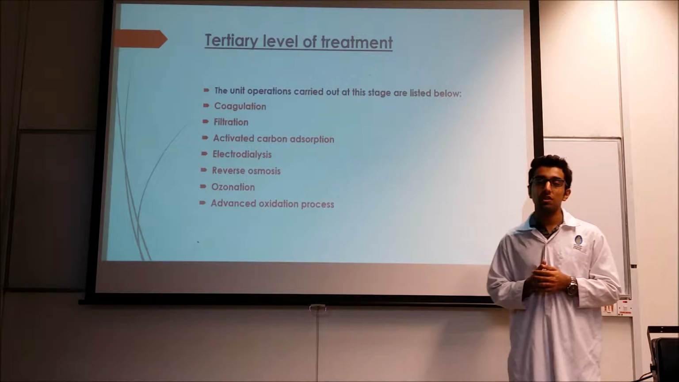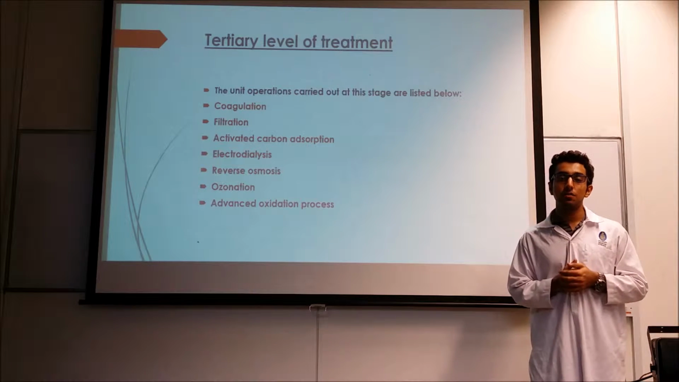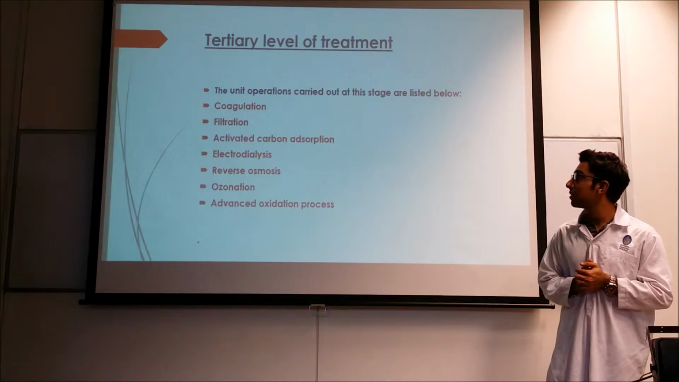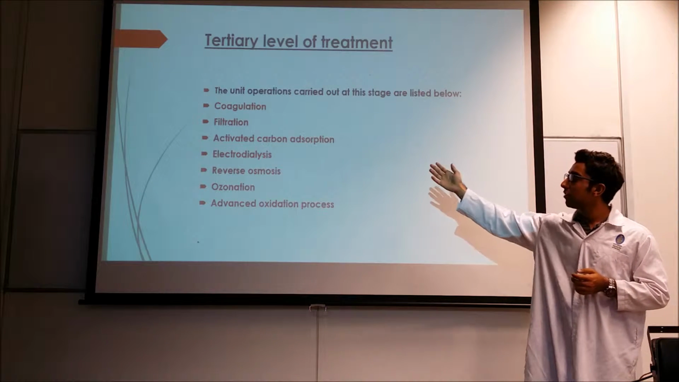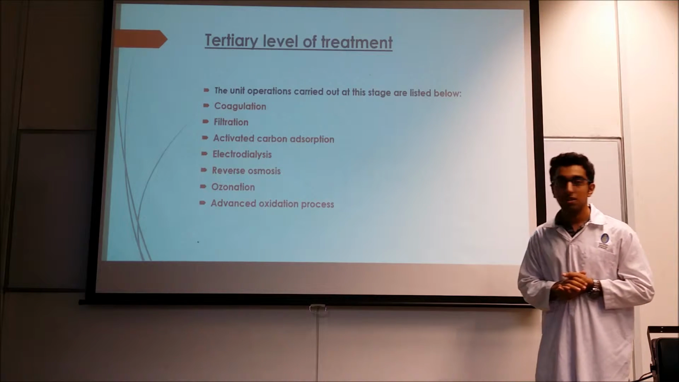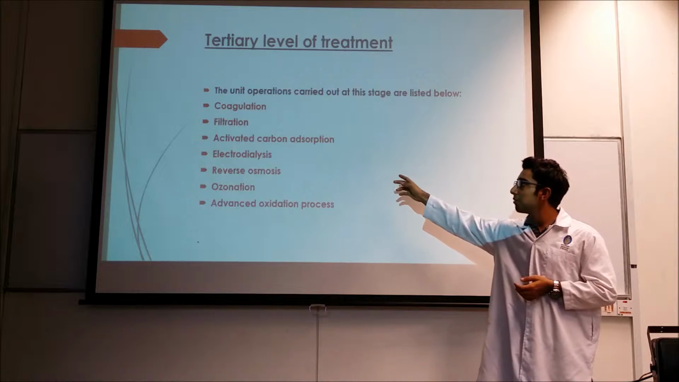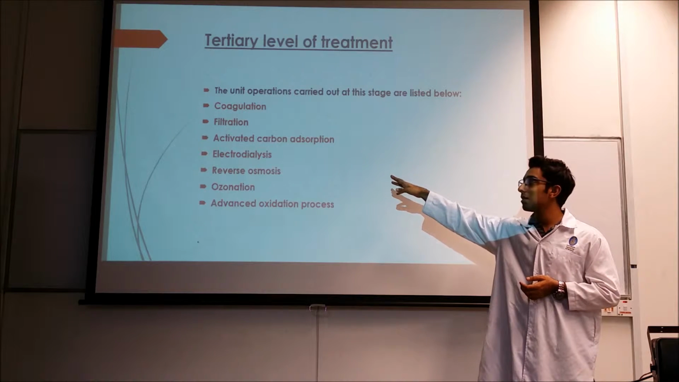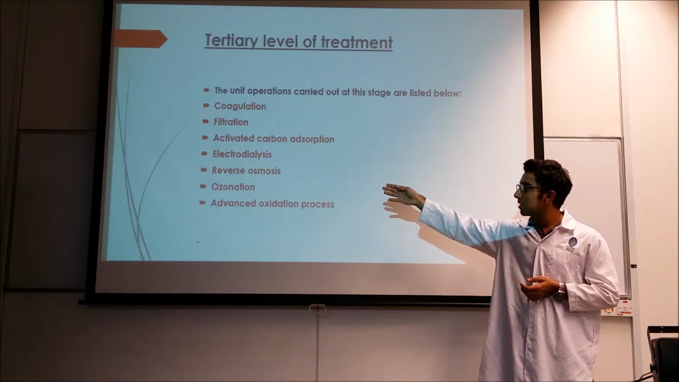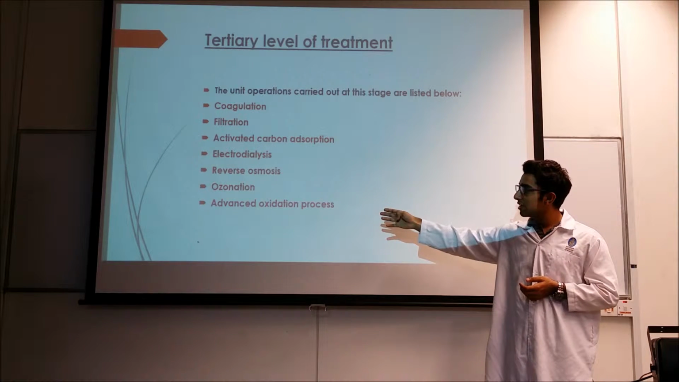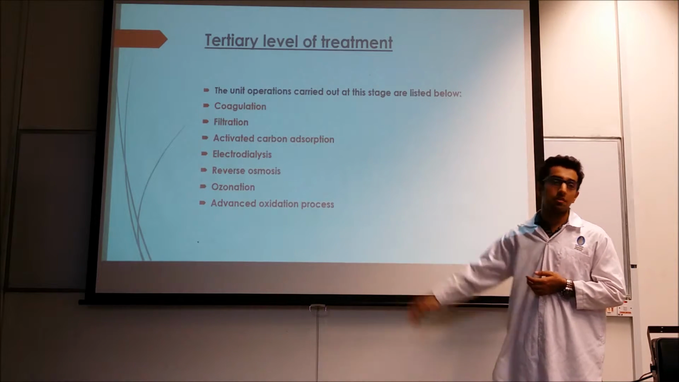So now we come to the tertiary level of treatment, which is basically the advanced process in the wastewater treatment plant. These are the few unit operations that are happening in this process, which are coagulation, filtration, and the one we will be focusing on is activated carbon adsorption. Then there are also electrodialysis, reverse osmosis, ozonation, and advanced oxidation process.